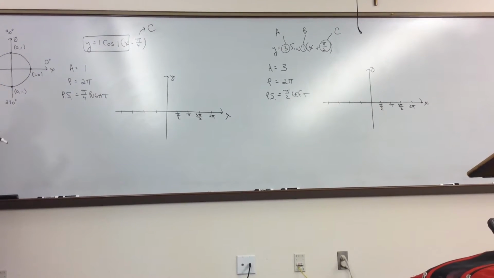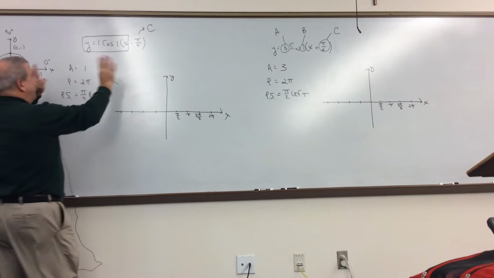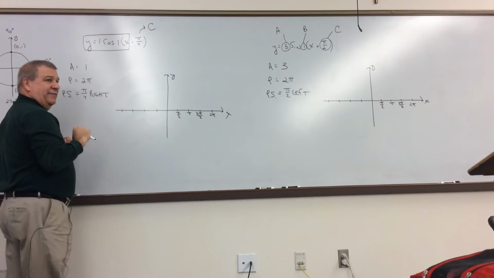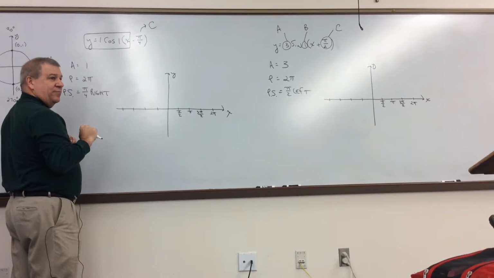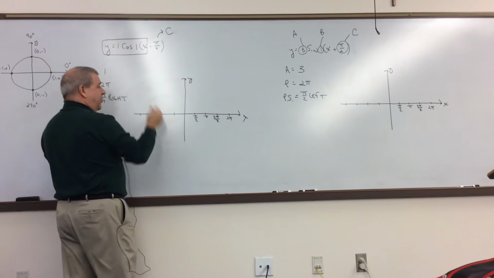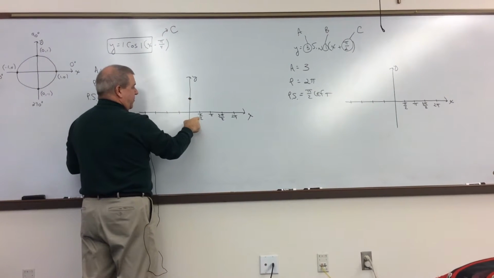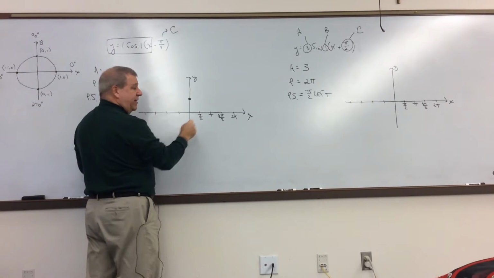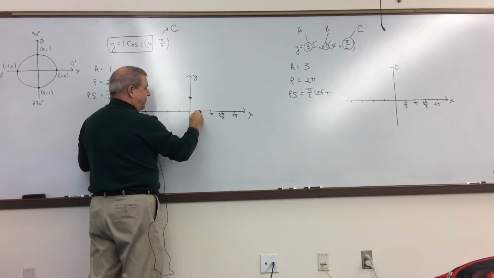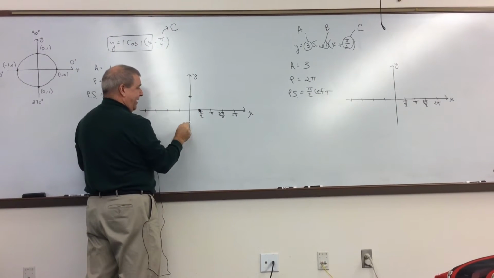Okay, now what I'm going to do here, I'm just going to grab y equal cosine of x first. So 0. What's the cosine of 0? It's 1, right? 90. What's the cosine of 90? 0, right? Now you guys should have a pretty good handle on these.